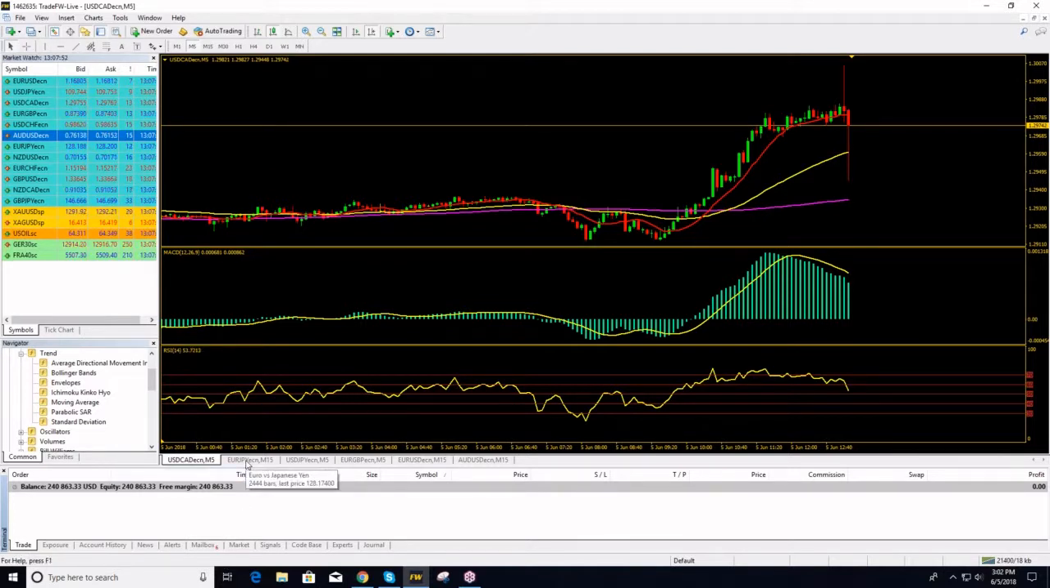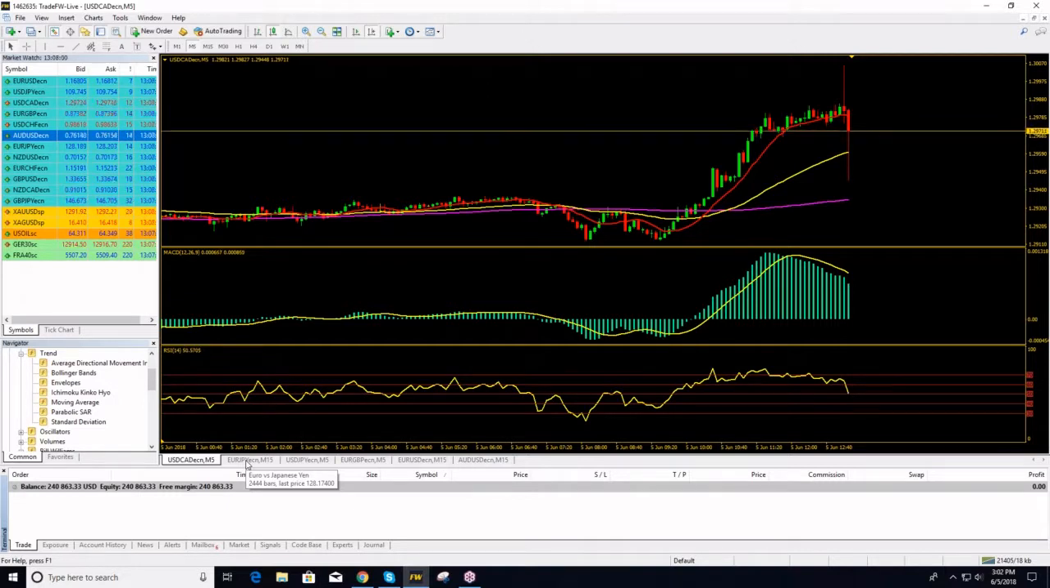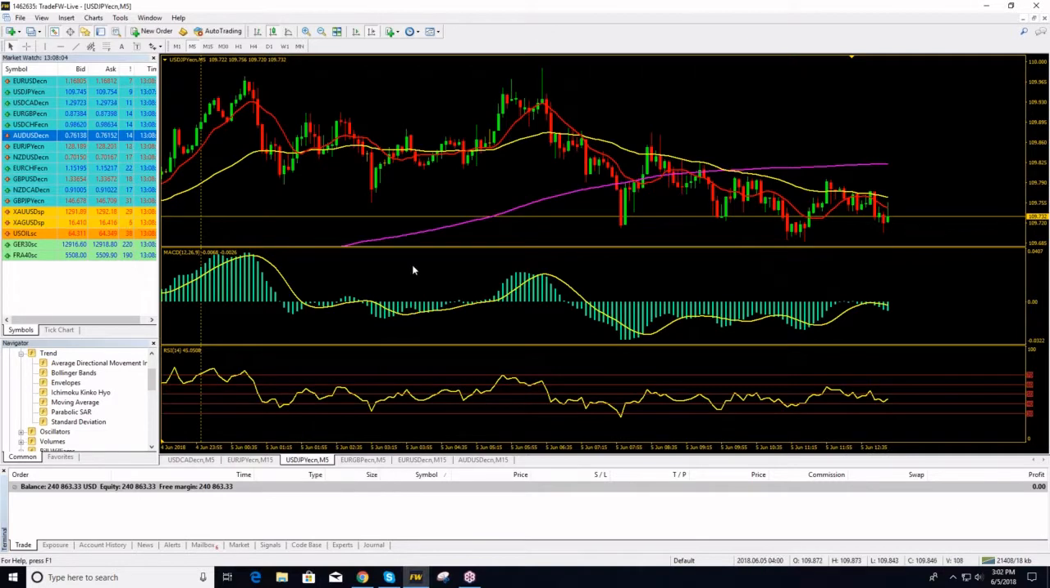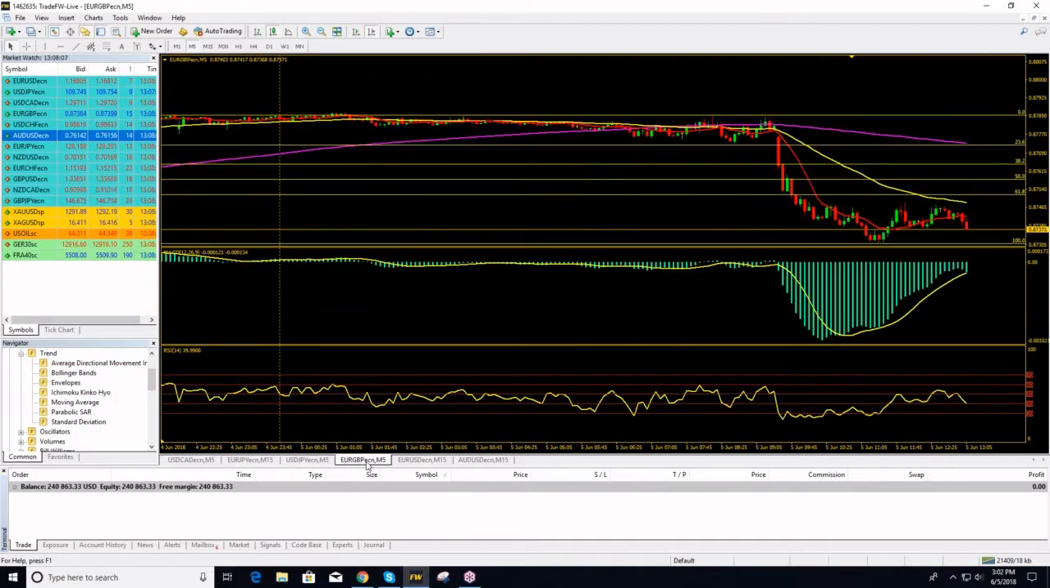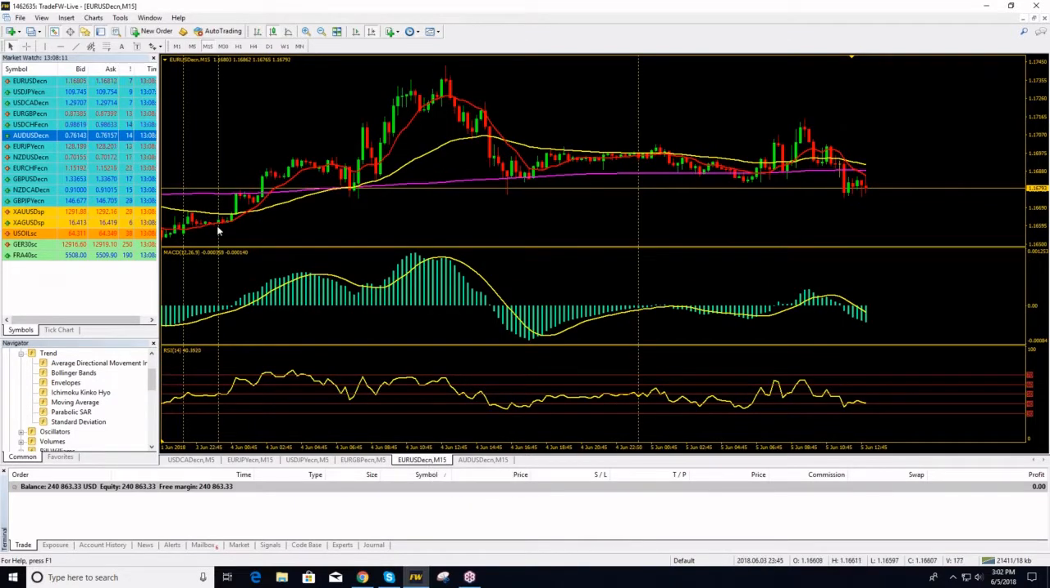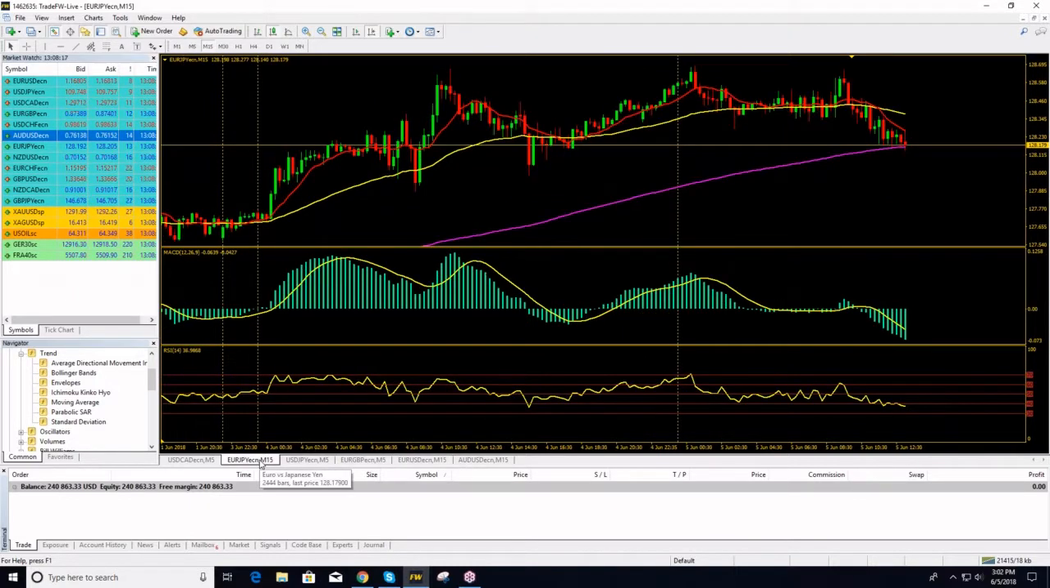Let me recap on what I'm expecting. So dollar CAD for us is done. It's finished. Let's forget about it. You don't need to get emotional about trade, about Forex. We still have dollar yen. Dollar yen, we are still waiting. Euro pound, we are waiting to break above 61.8. Euro dollar, we are waiting to break below lows. And that's it. We are waiting.